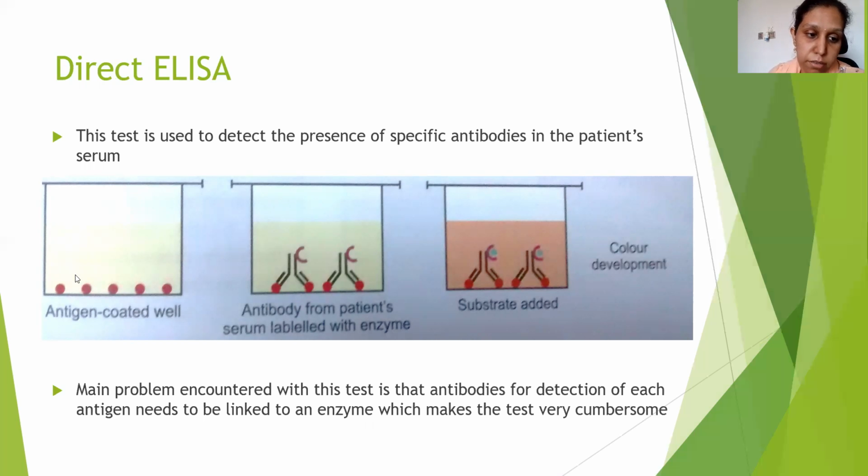The wells are coated with the antigen. We put the patient's serum that is labeled with enzyme, and we add the substrate, and color develops. If the color develops, an antigen-antibody reaction has taken place, so specific antibody is present. The main problem with this test is that the antibodies for detection of each antigen need to be linked with the enzyme, which makes the test cumbersome.